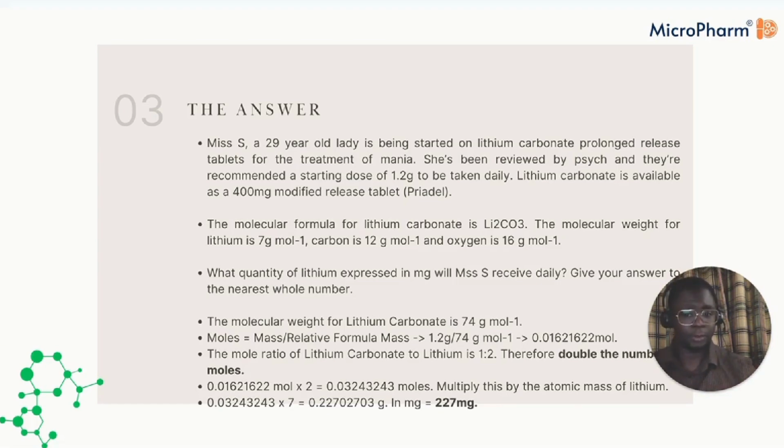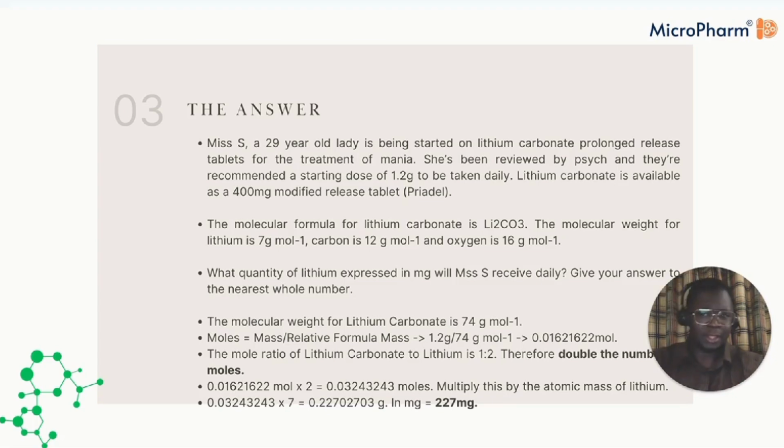Now I know that moles can be calculated by dividing the mass by the relative formula mass. The total mass here is going to be 1.2 grams. So I'm going to divide 1.2 by 74 grams per mole, and note here that my units are the same, grams per mole. So when I divide grams by grams per mole, my unit will be in moles.